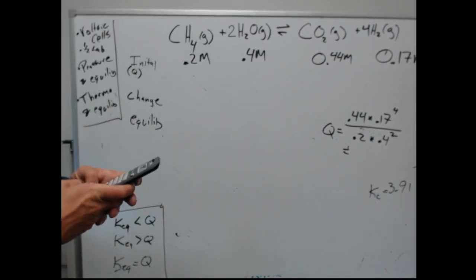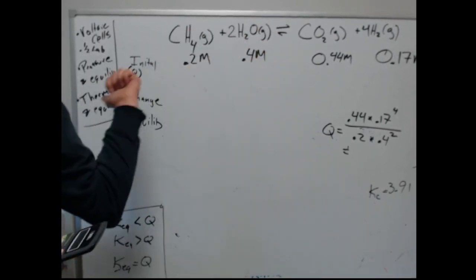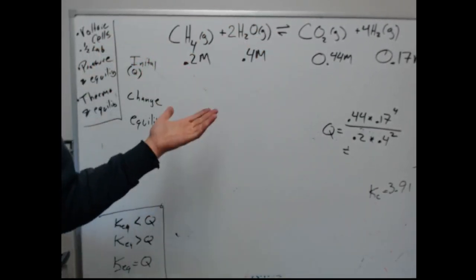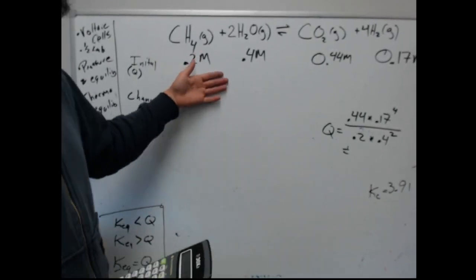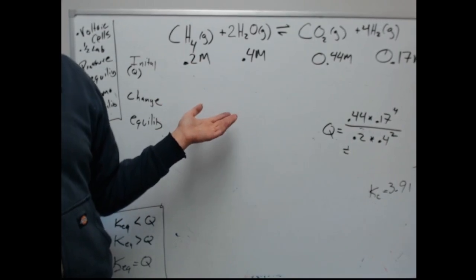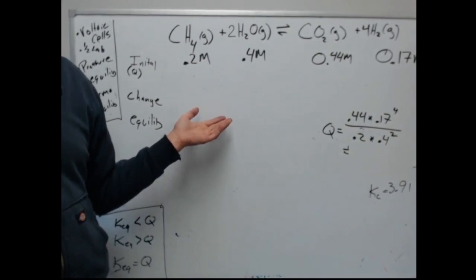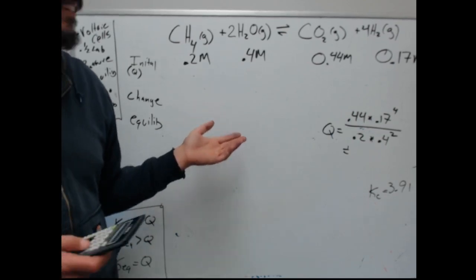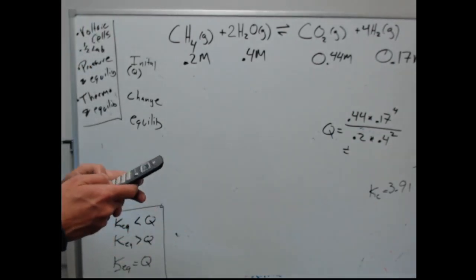Wait, why do we need to find the Q? Because we don't know which way the reaction's going to go. So with all of these things here, does it need to go towards products or towards reactants to get to equilibrium? Oh, to figure out what to subtract from. And what to add. Okay. So we don't know if it's going to go towards products or towards reactants.